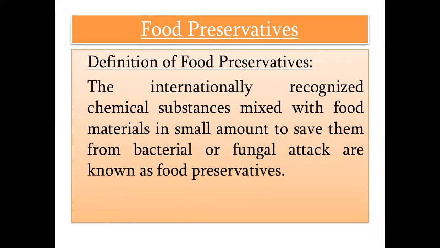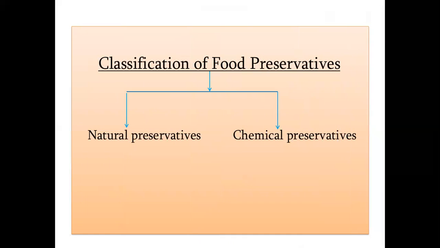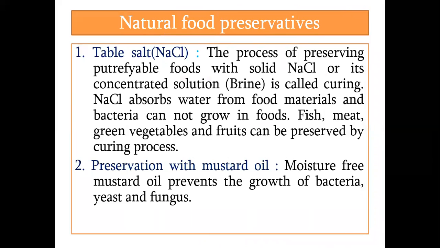The internationally recognized chemical substances mixed with food materials in a small amount to save them from bacterial or fungal attack are known as food preservatives. It means the chemical substances that are used to preserve food without changing the quality of food for a long time are known as food preservatives. Two types of food preservatives are available. One is natural food preservatives and another is chemical food preservatives or artificial food preservatives.